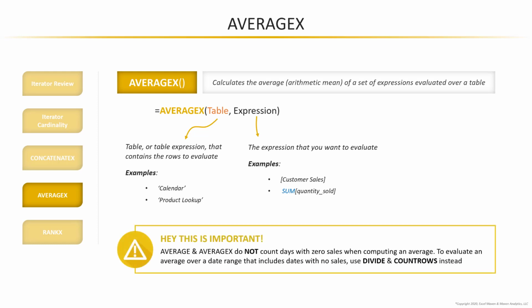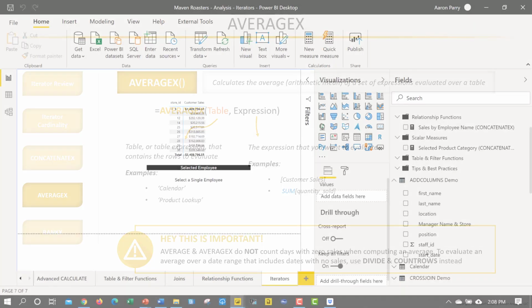One important thing to note here before we move on is that average and AVERAGEX do not count days with 0 sales when computing an average. So if you need to evaluate an average over a date range that includes dates with no sales, try using divide and count rows instead. That should yield a more accurate result for you. All right, let's head over to Power BI and check out AVERAGEX.